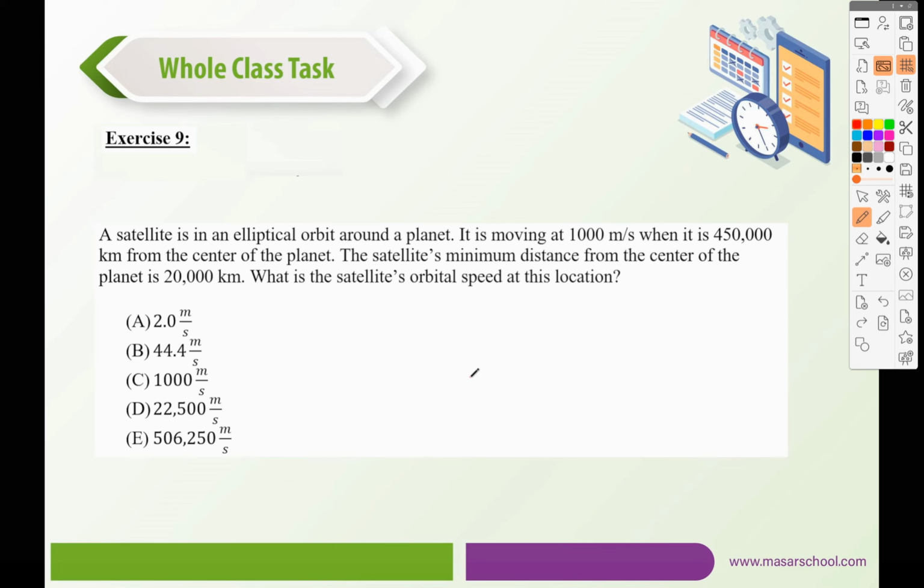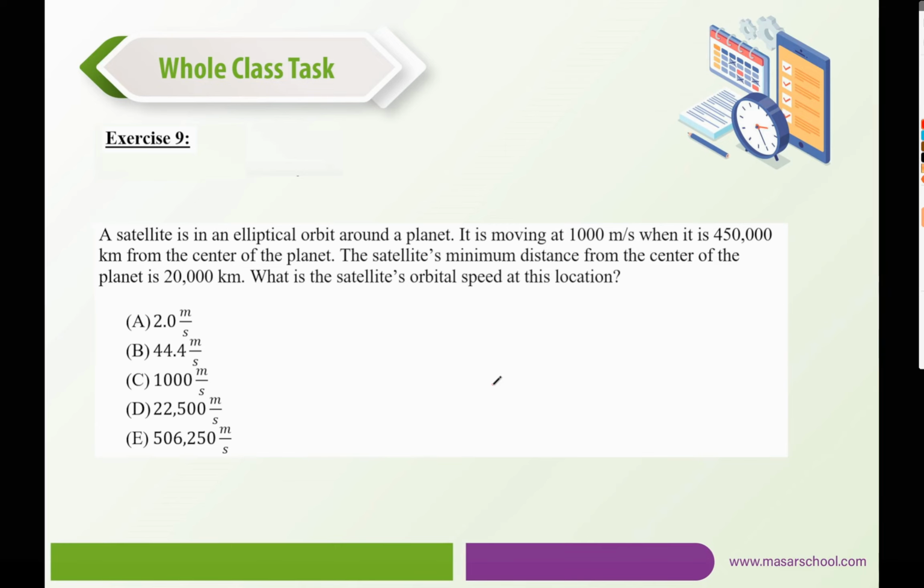Now, a satellite is in an elliptical orbit around a planet. It's moving at 1000 meters per second when it is 450,000 kilometers from the center of the planet. The satellite's minimum distance from the center of the planet is 20,000 kilometers. What's the satellite's orbit speed at this location? We know that the speed can be determined using R1 V1 is equal to R2 V2, and we're interested in determining V2. Now V2 is given by R1 divided by R2 multiplied by V1.